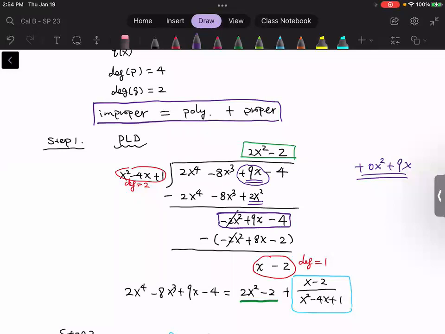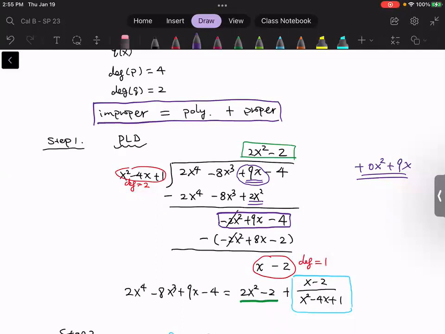There will be some details there, and also pay attention to the sign, positive or negative. As long as we figure out the degree of the remainder is less than the degree of the polynomial we are dividing by, then we can stop this procedure.